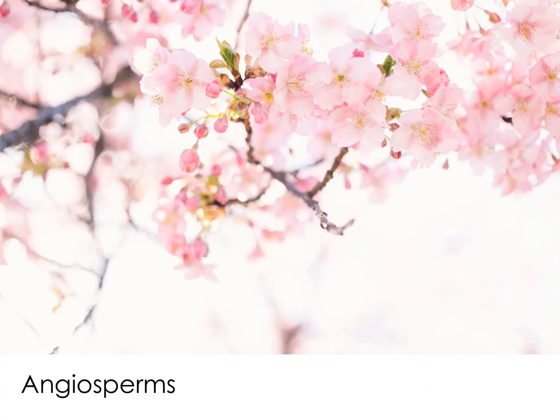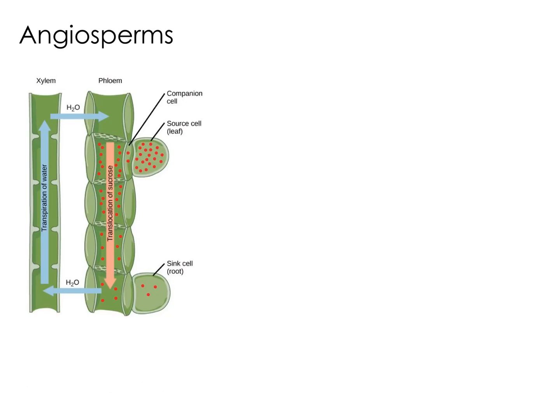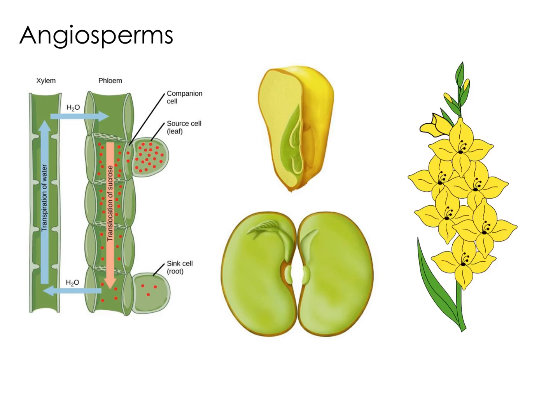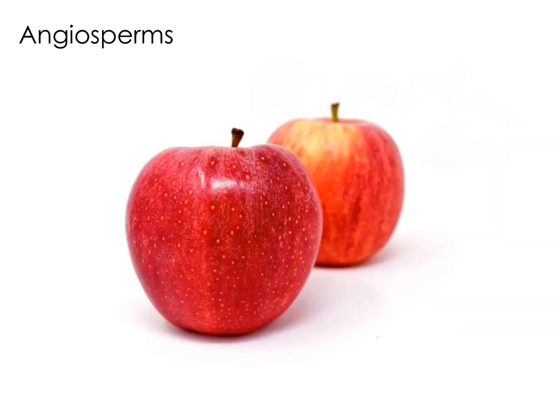So this week we're covering the characteristics of angiosperms, which are flowering plants, and these are the most evolved plants of the plant kingdom. So these are vascular plants that have seeds and also have flowers. The term angiosperm specifically means protected seed or enclosed seed, and that's because the seeds are enclosed within fruit.